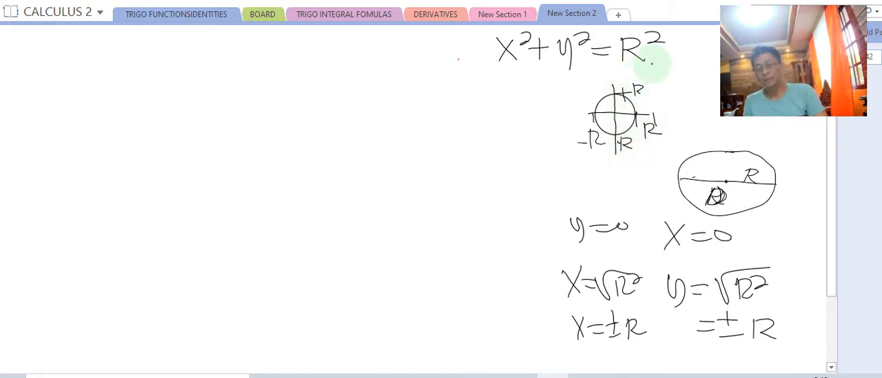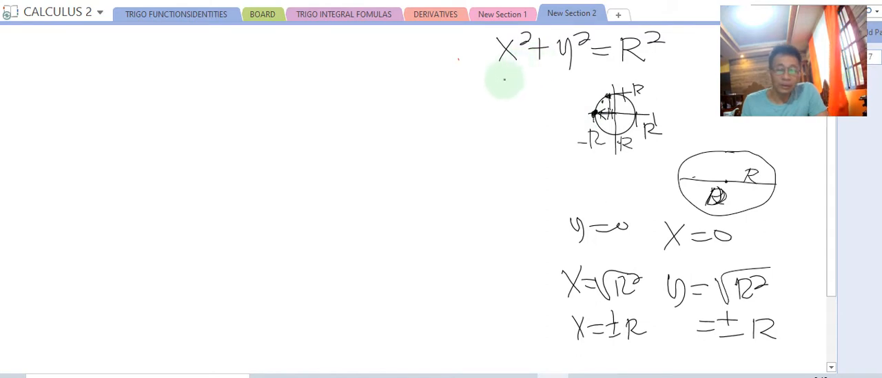Ganyan yan. So, pag naglagay pa tayo ng ibang value dito, makakakuha ka ng corresponding value of y. Kung halimbawa, when x equals 1/2 r, makakakuha ka ng value ng y. When x is negative r, halimbawa, alam natin na 0 dyan, di ba? That is when x equals r.